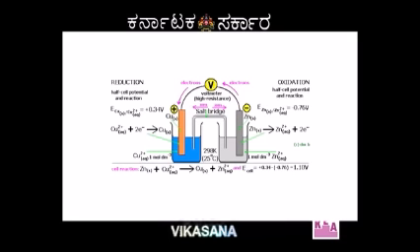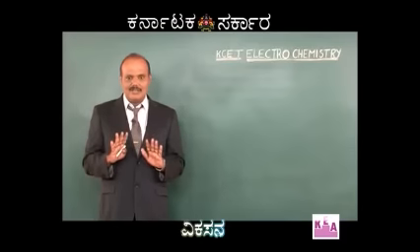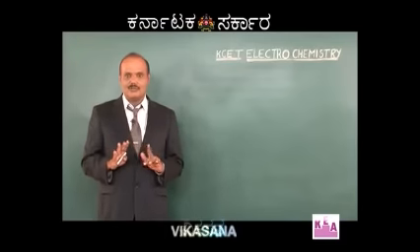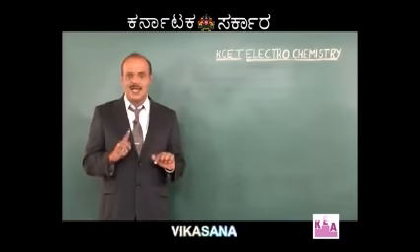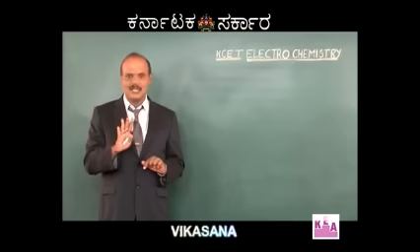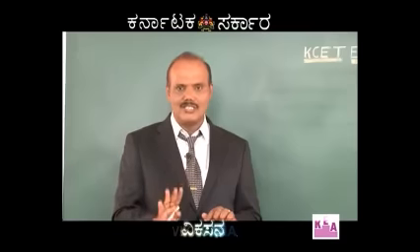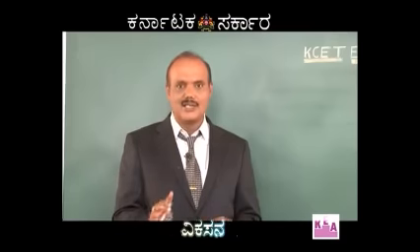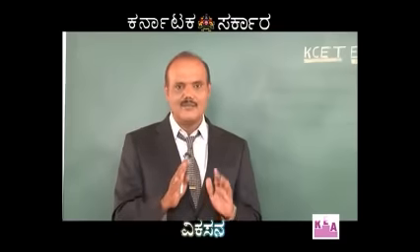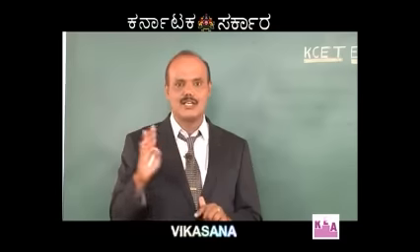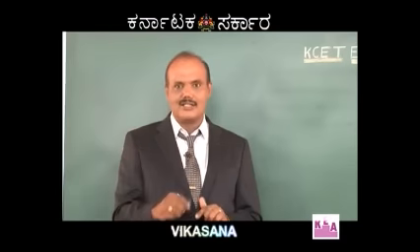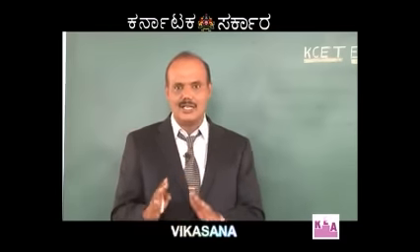This is the basis to decide which is anode and which is cathode. Now, once after deciding the anode and cathode, you know the reactions that take place. Anode is where oxidation takes place. Cathode is where reduction takes place. During oxidation, commonly a metal is converted into a metal ion. During reduction, a metal ion is converted into a metal.